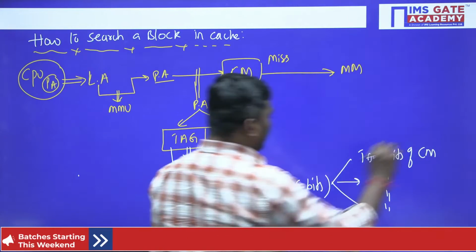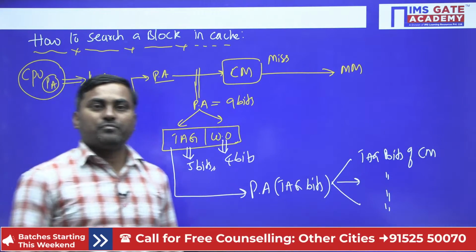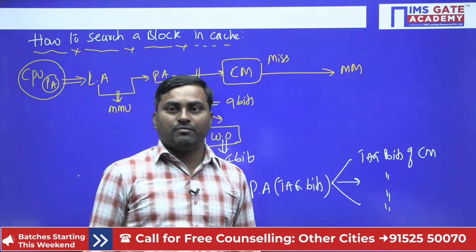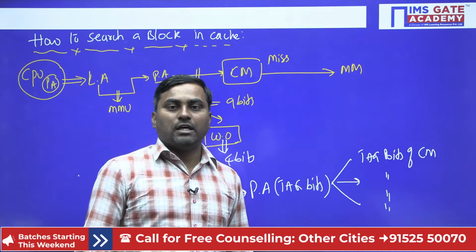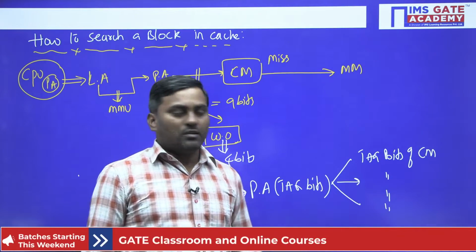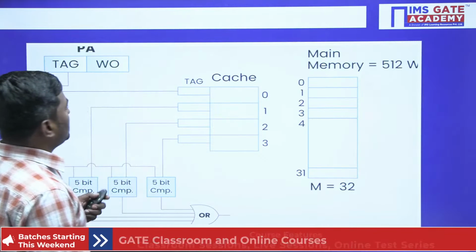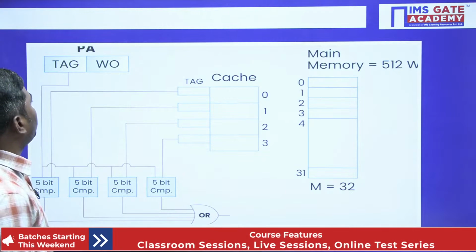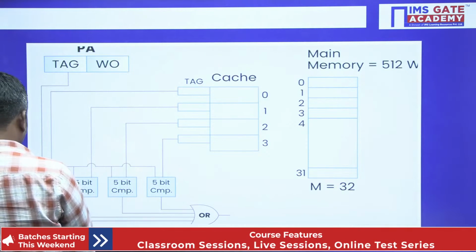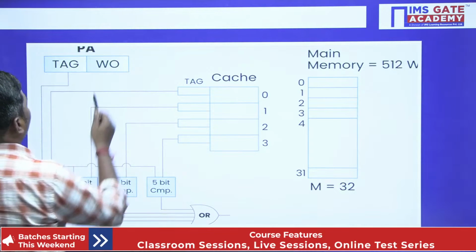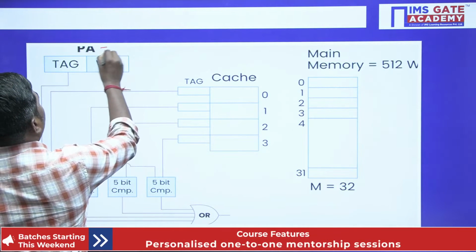We have to compare in parallel. You compare all of them, and wherever it matches, that is the hit. Otherwise, it is a miss. Let's see the diagram for this. In this example, I am taking a physical address of 9 bits only, right? 9 bits.